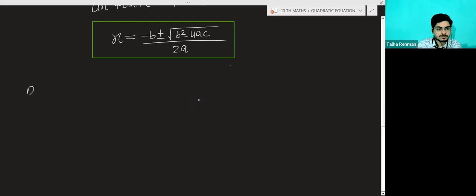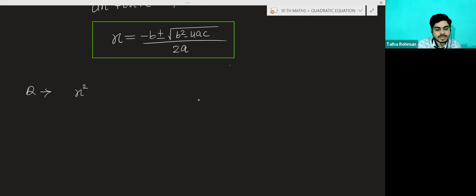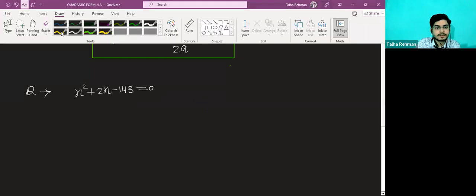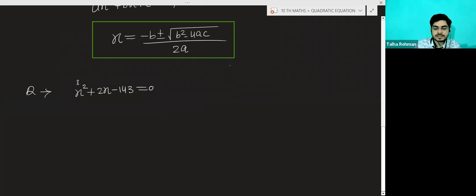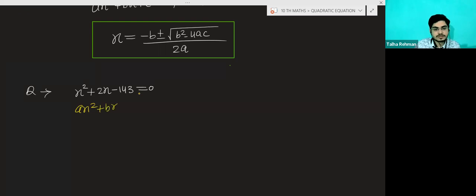First, write this question. We have to find the root of this equation: x square plus 2x minus 143 is equal to 0. So first decide a, b, c. A, b, c means compare this quadratic equation with ax square plus bx plus c is equal to 0. So a equal to 1 and b equal to 2 you will get, and c equal to minus 143.